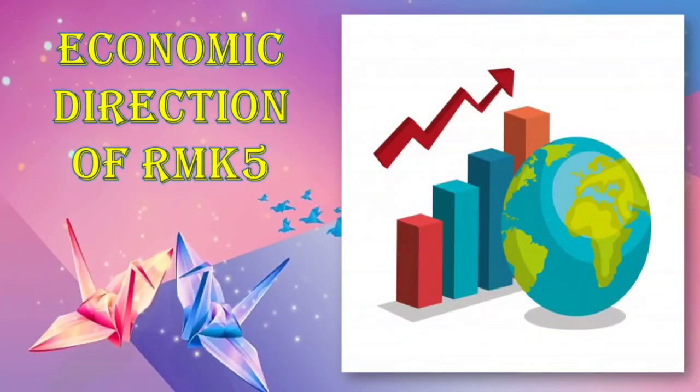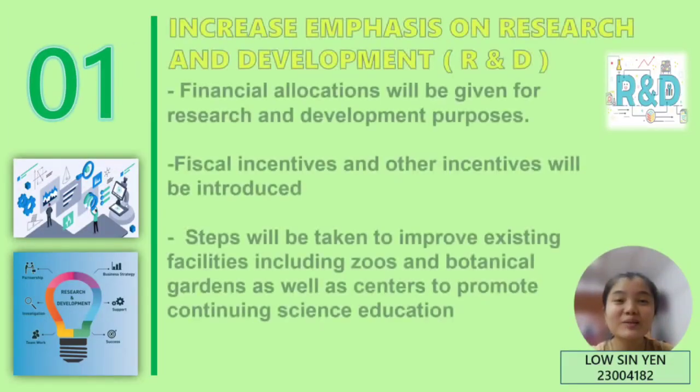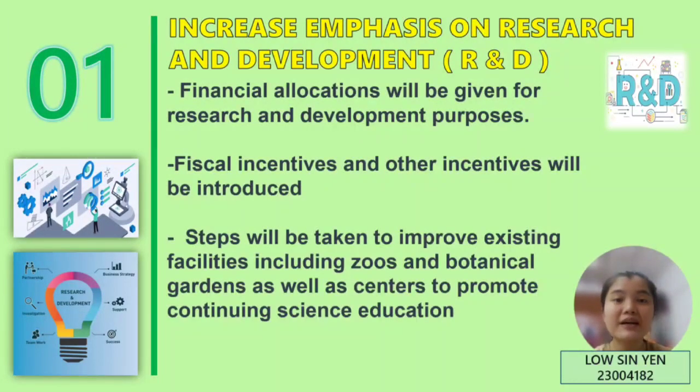Economic directions of RMK5. The first economic direction of this Malaysia plan is to increase emphasis on research and development, which is the R&D. The financial allocations will be given for the research and development purpose, especially for the industrial research. The fiscal incentive and other incentives will also be introduced. Besides that, steps will be taken to improve the existing facilities, including schools and botanical gardens, as well as the center to promote the continuing science education.